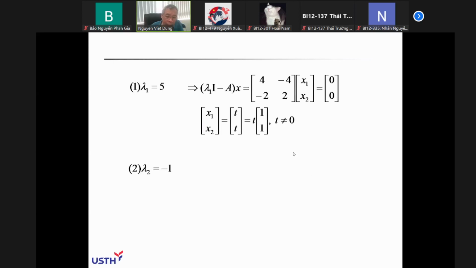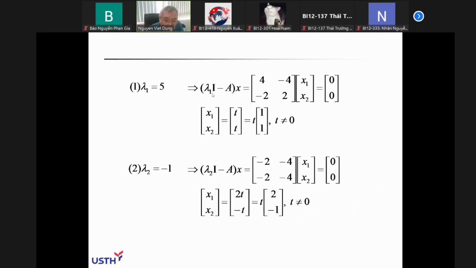The next eigenvalue is lambda 2 equal minus 1. Again, we consider the homogeneous system of linear equations like that. We need to find the solution x for that, and we require a non-zero solution, and the solution is here. Because x must be non-zero, we require t is non-zero. So that is the procedure for how to find eigenvalues and eigenvectors.